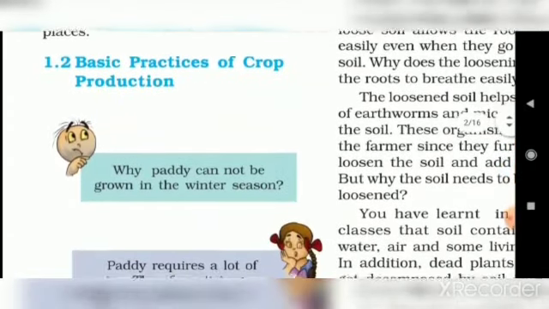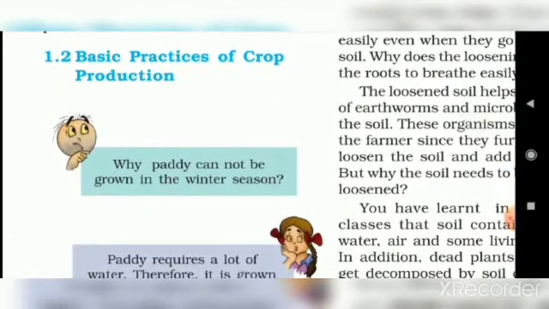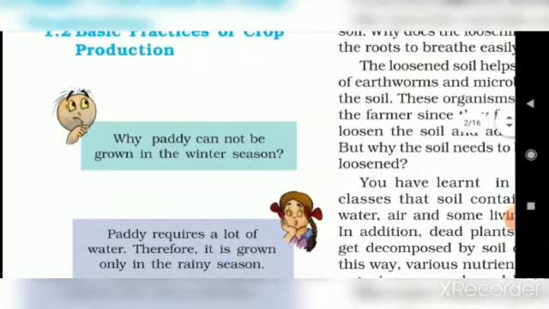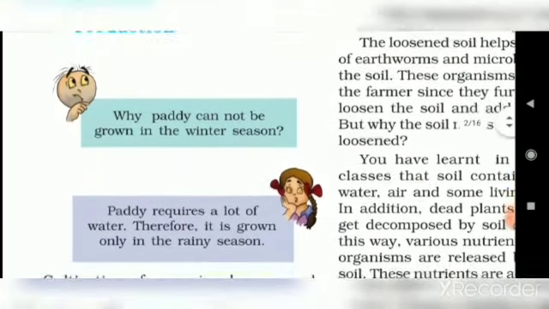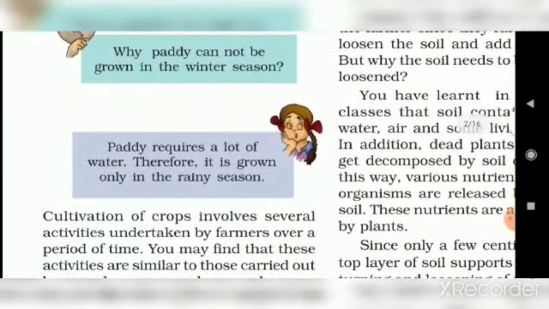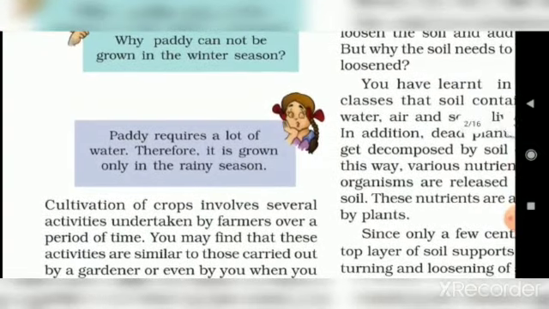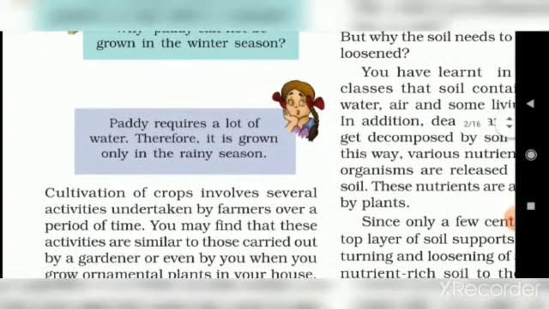Basic practices of crop production. Why can't paddy be grown in the winter season? Paddy requires a lot of water, therefore it is grown only in the rainy season. So we all know that paddy requires a lot of water, that's why it is only grown in the rainy season.